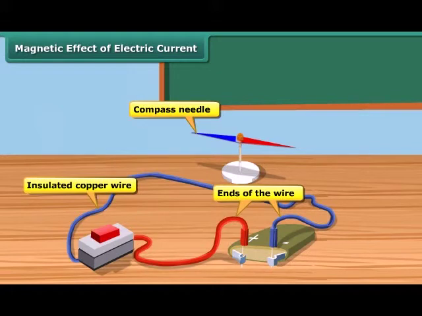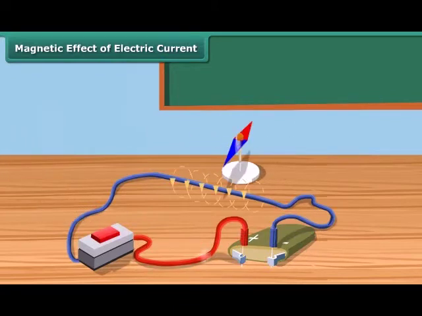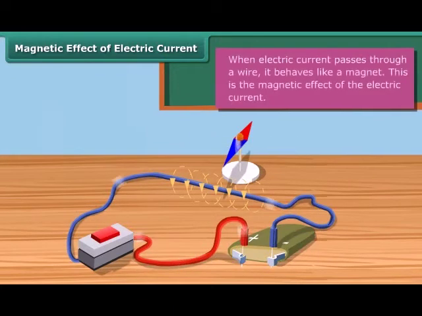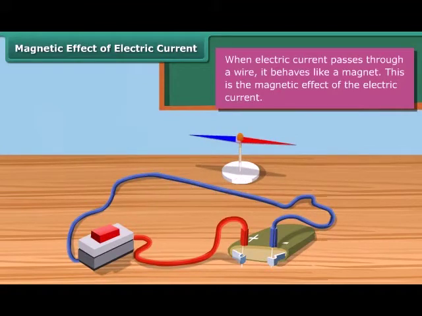When no current is flowing in the wire, the magnetic needle is parallel to the wire and points in the usual north-south direction. The needle gets deflected from its north-south position when current is passed through the wire. When electric current is switched off, the needle returns to its original position. This shows that an electric current produces a magnetic field around it.